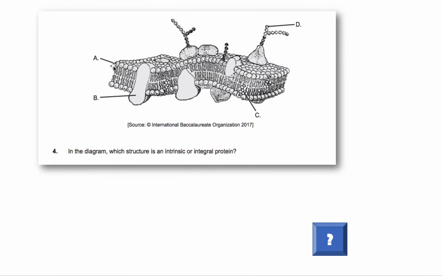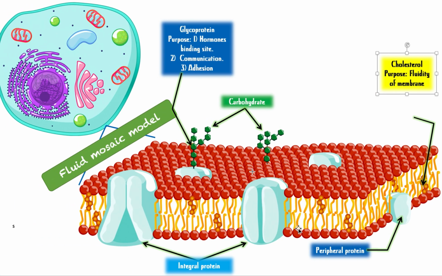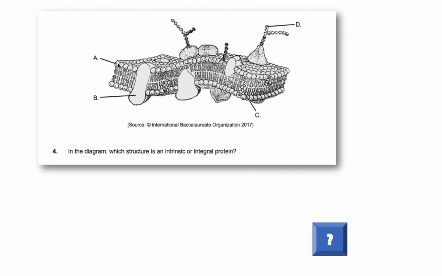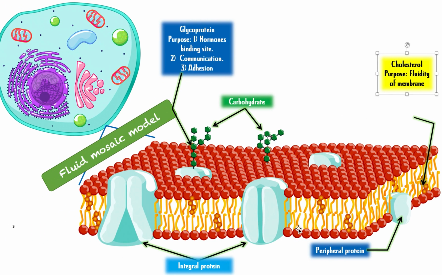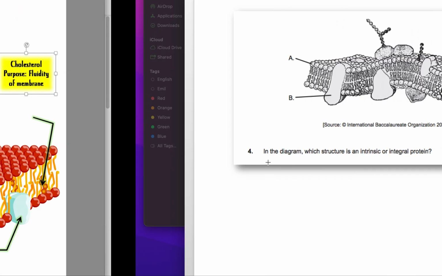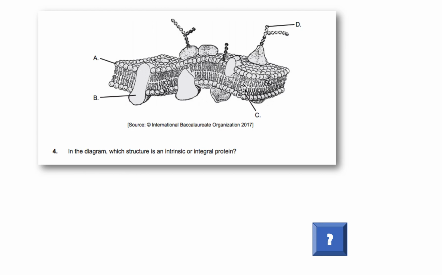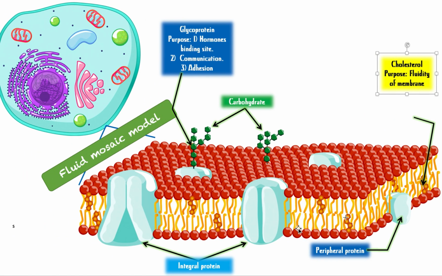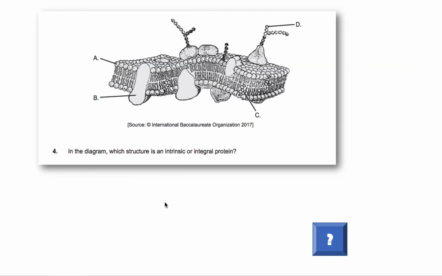A is a phospholipid. Specifically, it seems to be pointing at the phosphate head. If we look, you can see a phospholipid has the head and the tails. Here, they're pointing at the carbohydrate chain, so it would be this green molecule attached to a protein here, or attached to a phospholipid here. And then C seems to be pointing at the cholesterol molecule, which is this one here. So this one's real simple. You just need to know the structure of the membrane. There's no extra thinking involved. So it's going to be B.